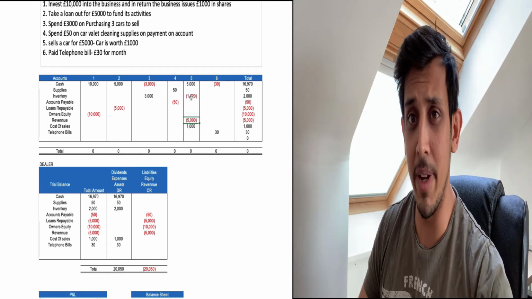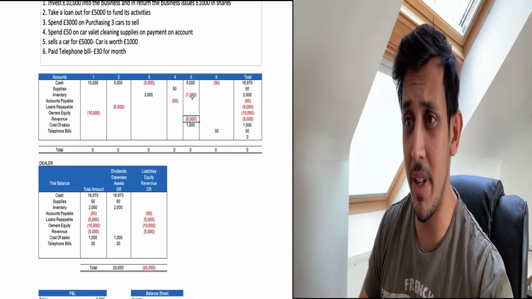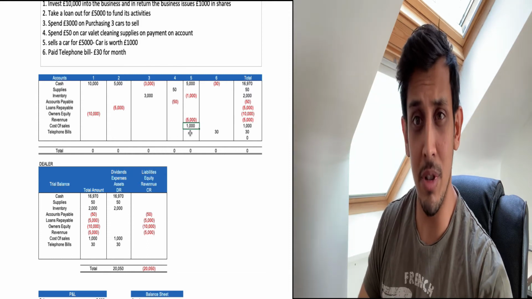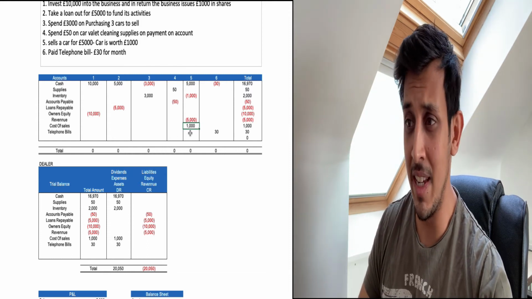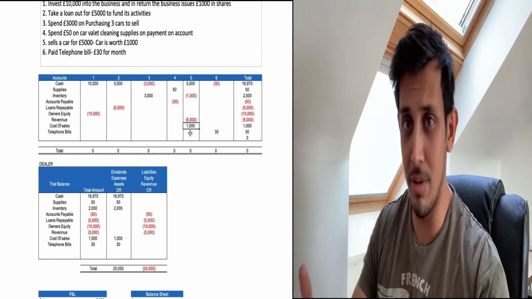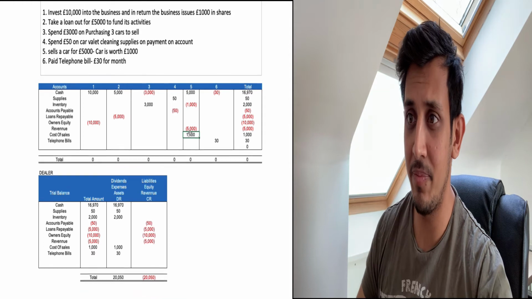and then I'm also going to have to debit and credit my inventory because now the £1,000 that car was worth has come out of my inventory, so that's credited out of my inventory, and then that's added to my cost of sales, which is the cost associated with actually selling that product. So it's £1,000 in this case.